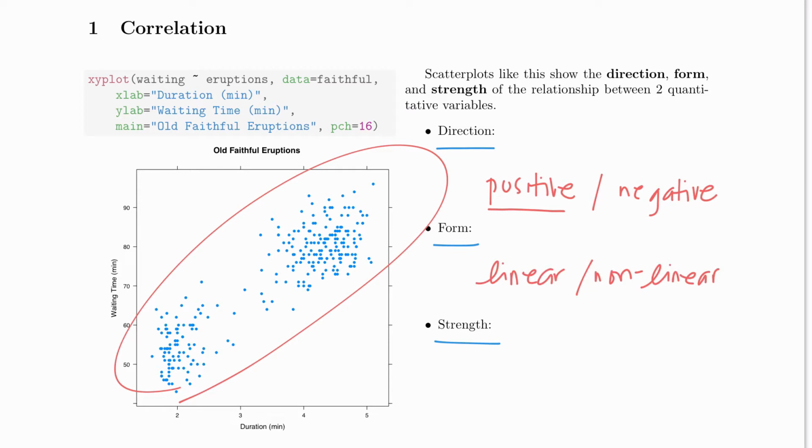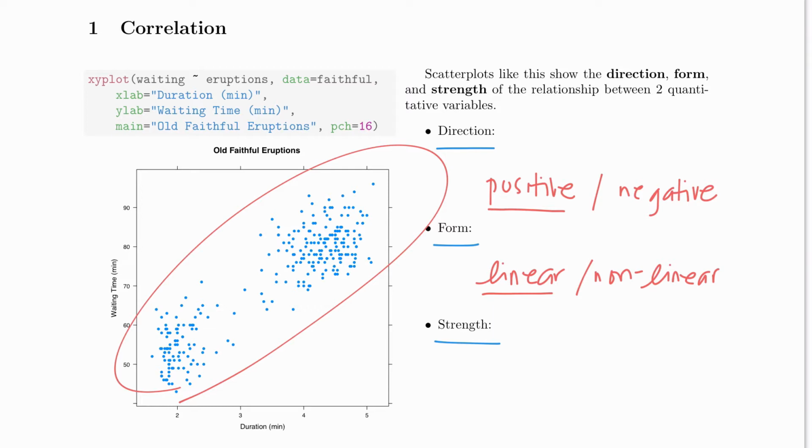When we're talking about the form of a scatter plot here, we're really thinking as long as we have seen no evidence of bends or curves, as long as we see no evidence of nonlinearity, we're going to go ahead and call that linear. In this case, it's a pretty straightforward case of linear because we do not see any evidence of bends or curves in this scatter plot.